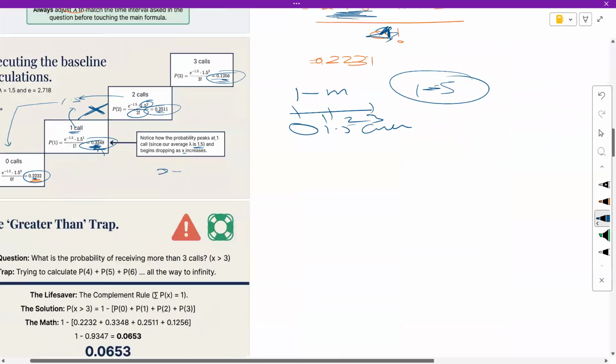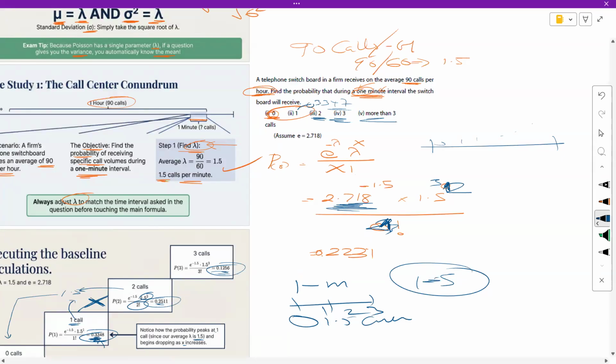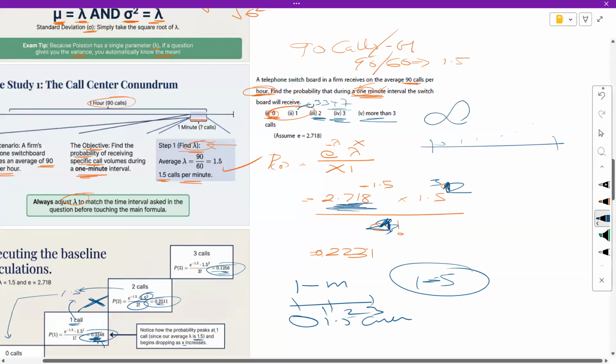And one more point I want to emphasize here, more than 3 calls. In a minute we can get 0, 1, 2, 3, 4, 5, 6, 7, 8, 9, 10, up to an infinite number of calls in 1 minute. To calculate that, you have to find the probability of 3, probability of 4, probability of getting 5, 6, 7, 8. So we have to calculate the probability for each. That is difficult.